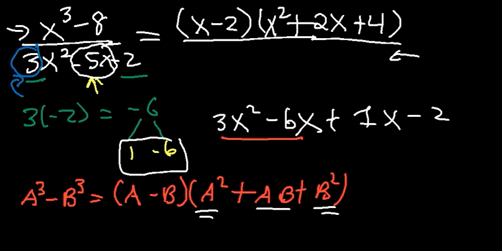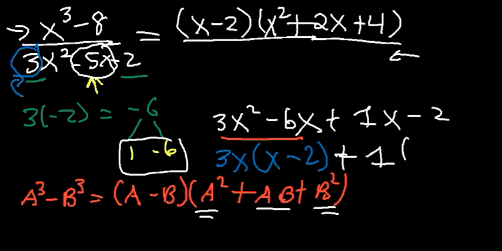In the first two terms, let's take out the GCF, which is 3x. 3x squared divided by 3x is x. Negative 6x divided by 3x is negative 2. And in the last two terms, all we can take out is a 1. So we'll be left with x minus 2.